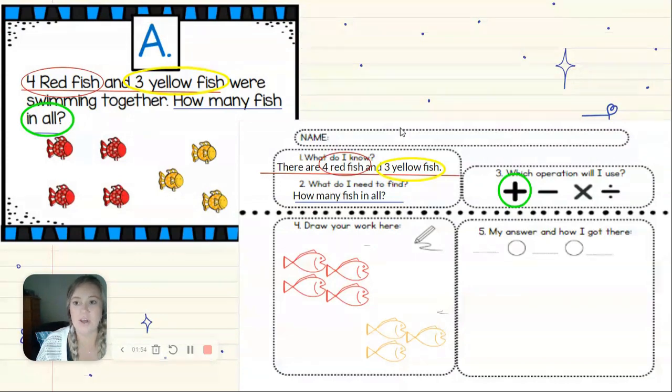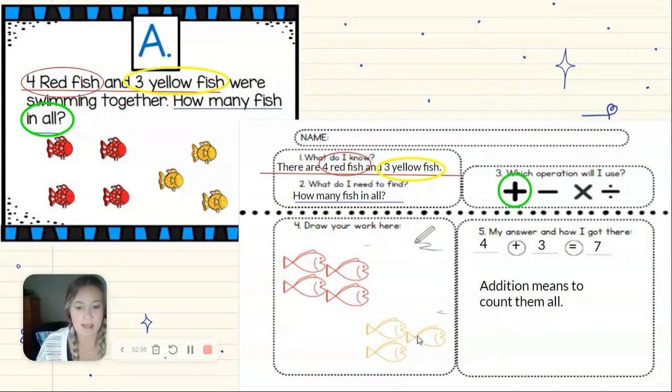Now it is time to solve. I record what I know, so I know I have 4, and I know I have plus 3, and I count them all to find the answer, which equals 7. So I write down my equation, 4 plus 3 equals 7, and I explain that addition means to count them all. I could even go above and beyond and say count them all to find the sum.